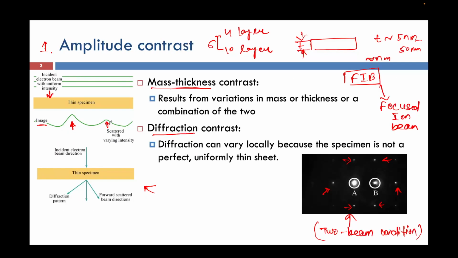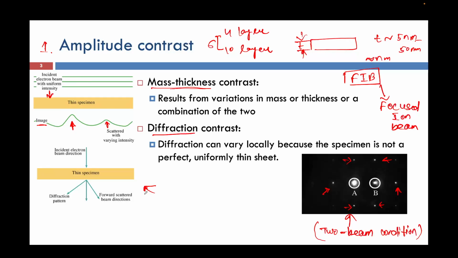Here we have introduced the concept of the two beam condition. However, I want to go to mass thickness contrast now. I will just give you an introduction, because in later slides we will see it in detail. Let's assume that, as of now, we are only collecting the bright field image. Bright field image means we are only collecting the image coming through the optic axis, right?